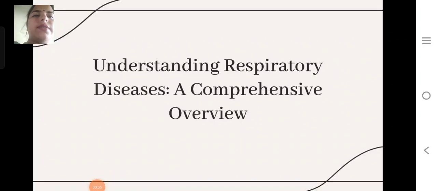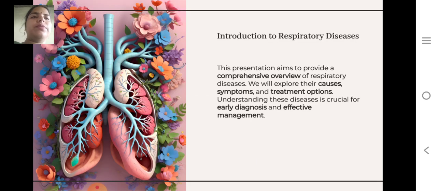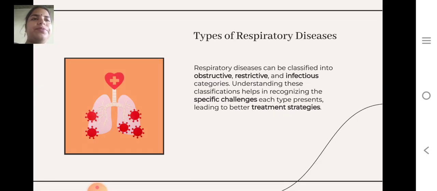In today's class, I will discuss respiratory disease: a comprehensive overview. Introduction to respiratory disease. The presentation aims to provide a comprehensive overview of respiratory disease. We will explore their causes, symptoms and treatment options. Understanding this disease is crucial for early diagnosis and effective management.